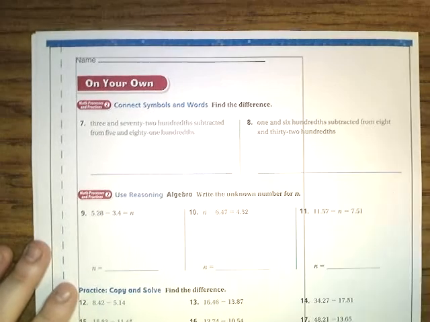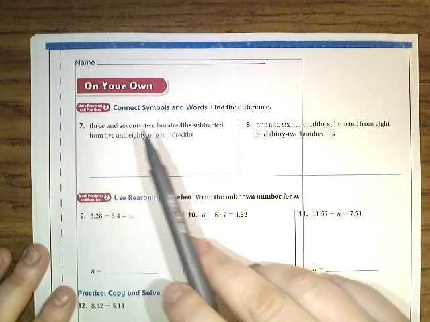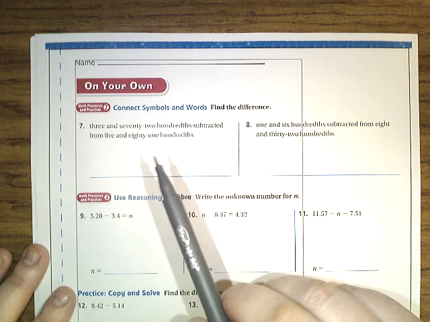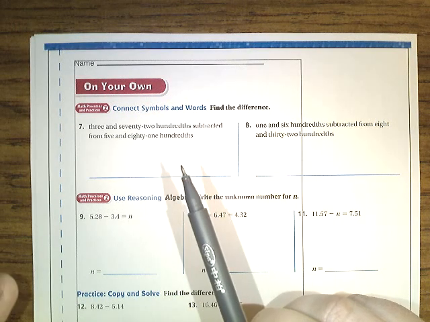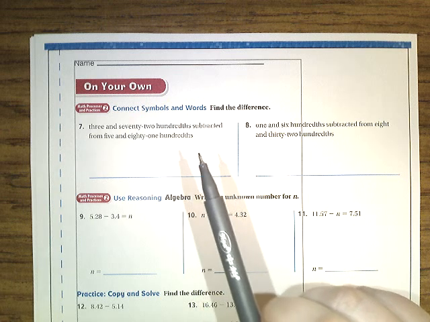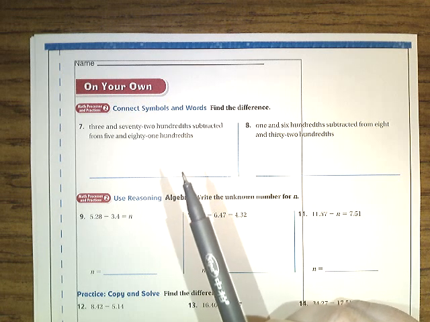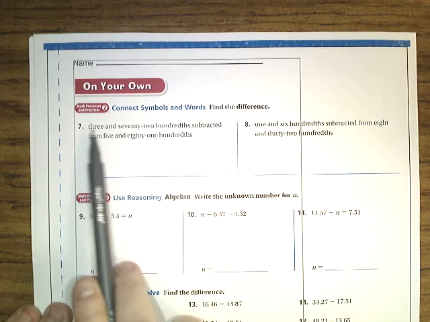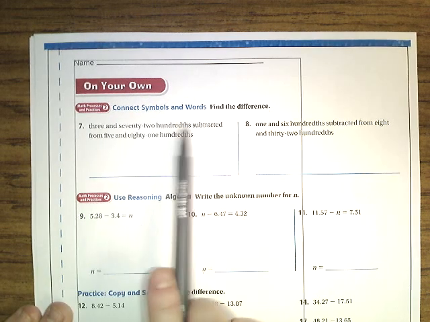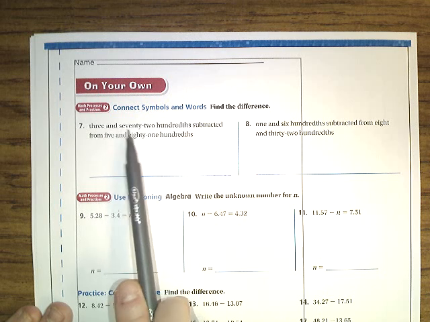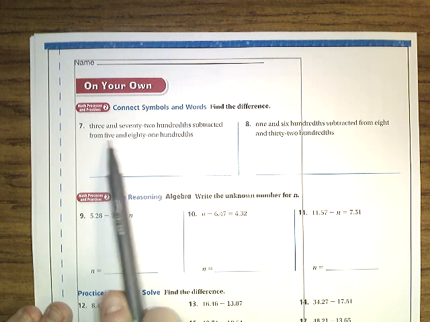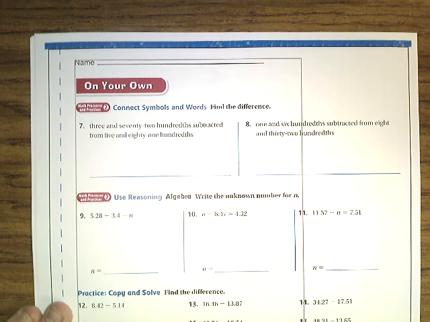I want to look at the on your own portion really quick because there are some words that say connect symbols and words, find the difference. So we're going to look at these and write subtraction problems, okay? It's asking us to find the difference. So we're going to write out the subtraction problem, set it up and solve it, okay? So I want to look at 7 first. First thing I do is I always read it. 3 and 72 hundredths subtracted from 5 and 81 hundredths.